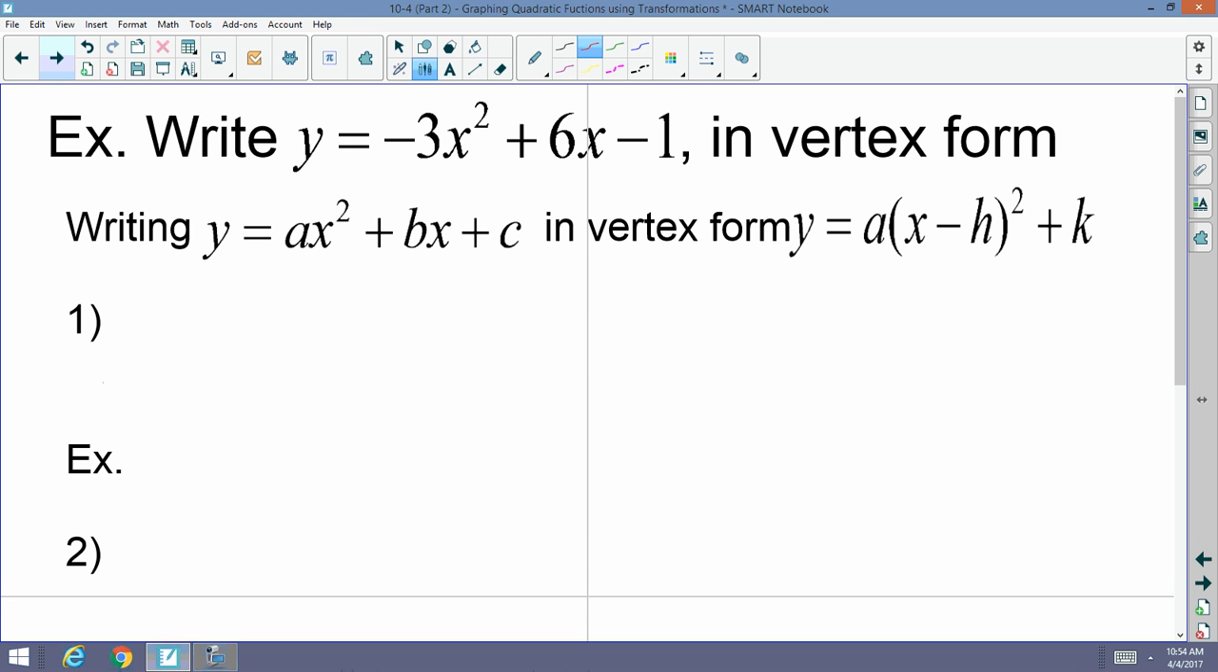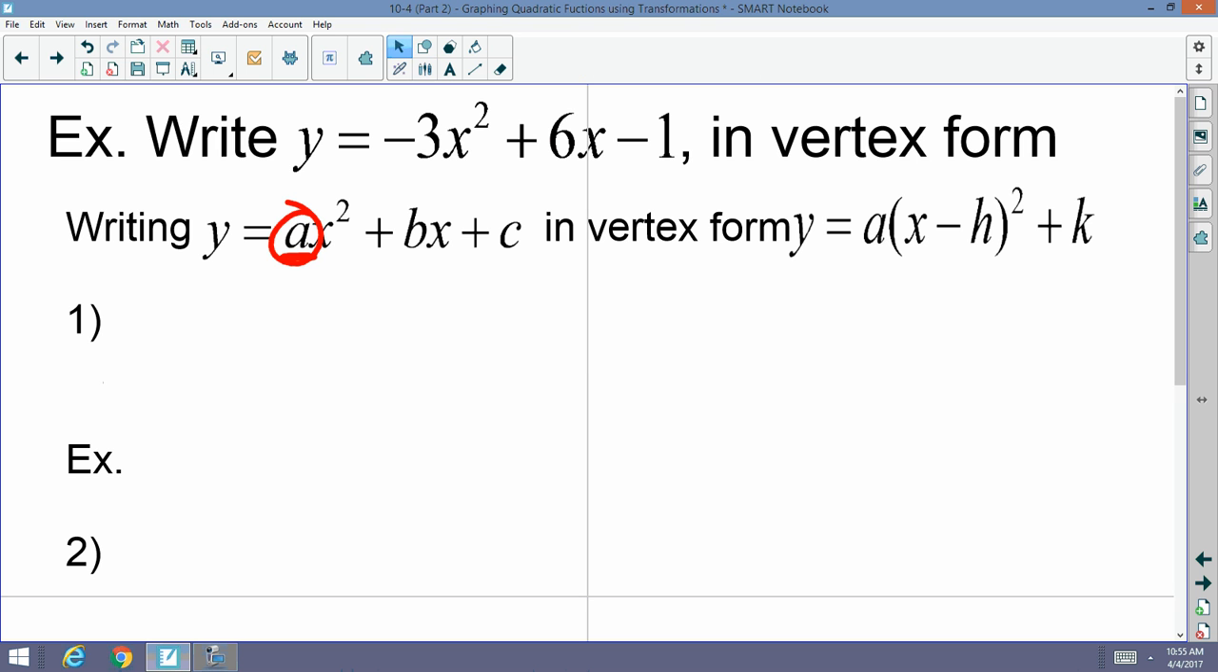Okay, so now I'm writing y equals ax squared plus bx plus c into vertex form, which is y equals a times x minus h squared plus k. What you have to do here, guys, the good news, it's almost identical to the first type. The only difference now is that you have an a. If you remember when we were solving by completing the square, you had to divide everything by a. This is similar, but not exact, okay?